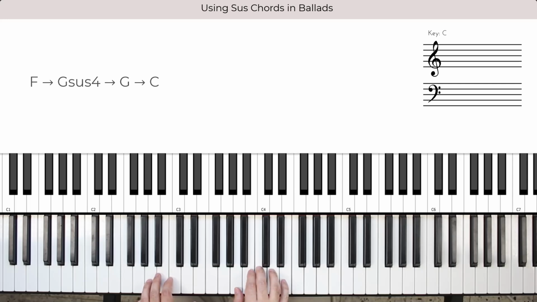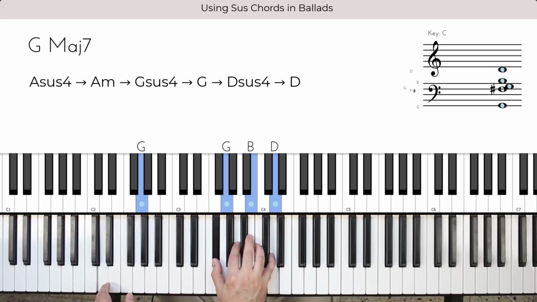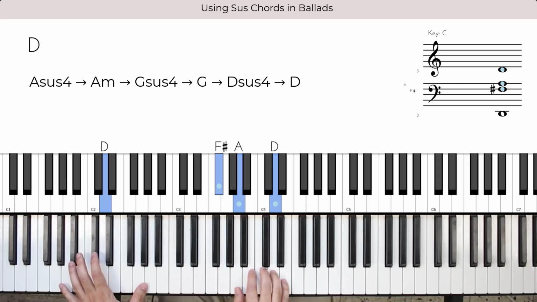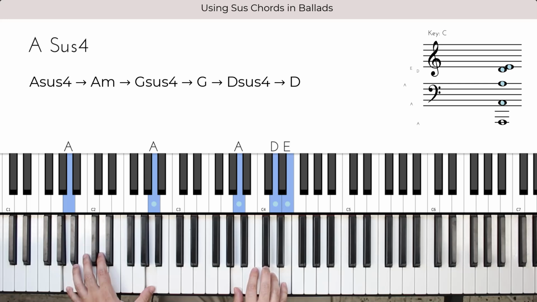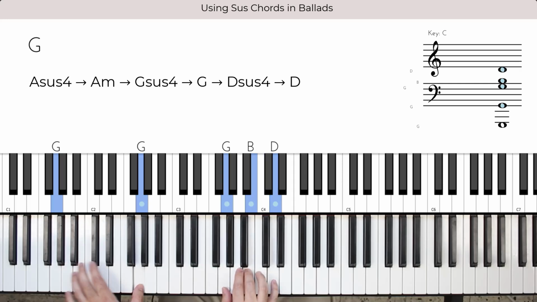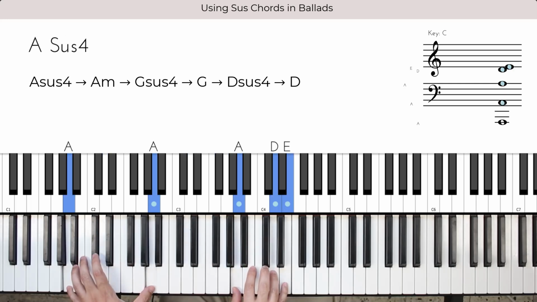So another example, A minor to a G major to a D major. So we can do an A sus4 to an A minor, G sus4 to a G major, and D sus4 to a D major.